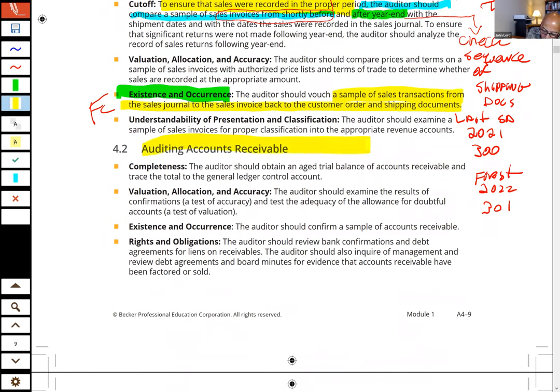Okay, good. Come over and let's take a look at auditing accounts receivable. For the existence, we're going to confirm. We've already talked about confirmation, and it's a little bit annoying, because I think they shouldn't have bothered us to talk about confirmation before. And now we're going to have to talk about it again as it relates specifically to accounts receivable. But that's okay. The auditor should examine the results of confirmation and test the adequacy of the, well, they shouldn't say that.